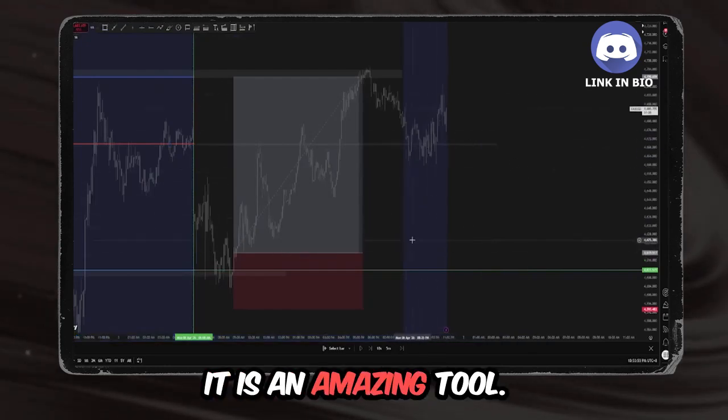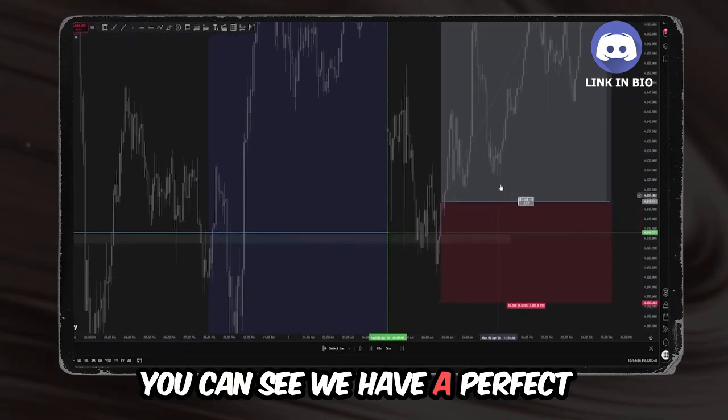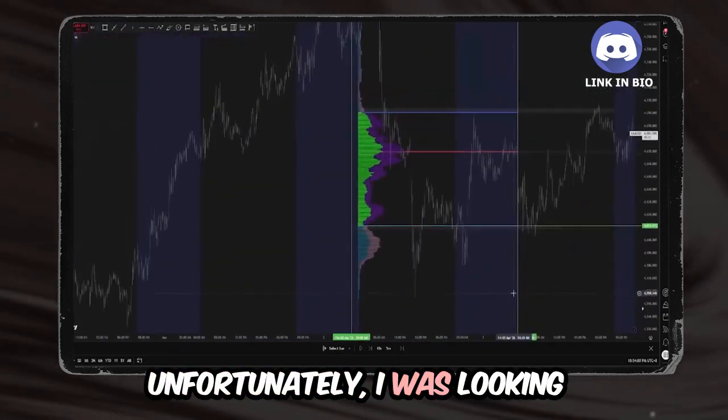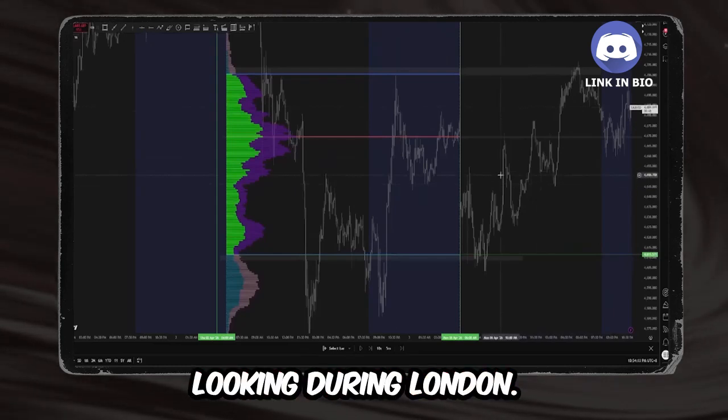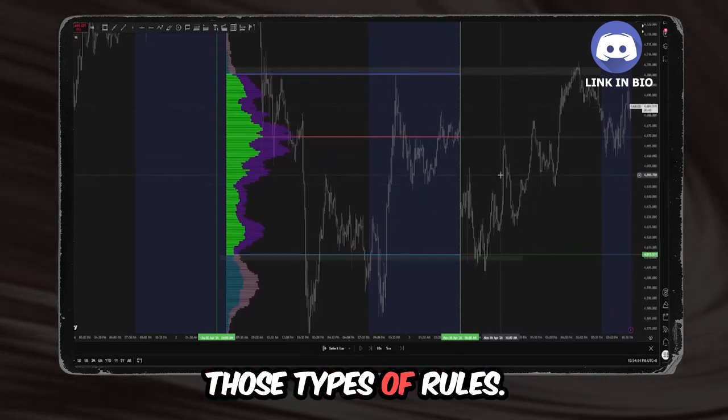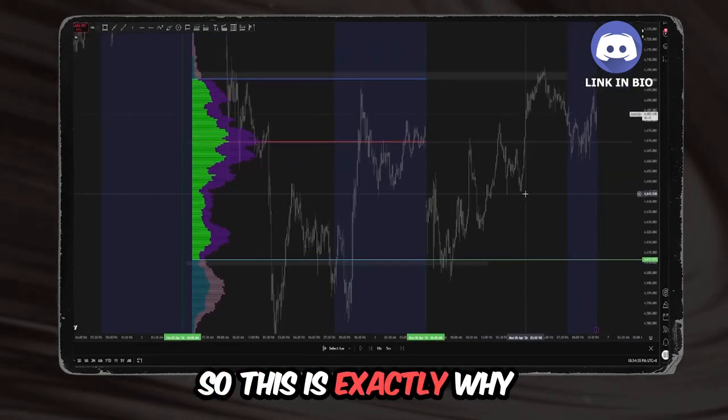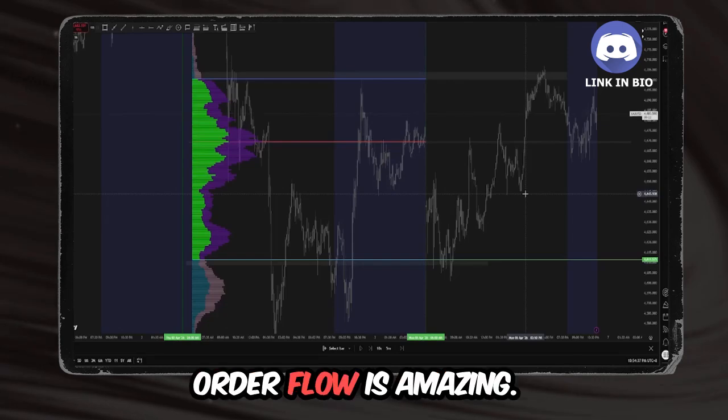It is an amazing tool, right? You can see we have a perfect setup in the Asia session. Unfortunately, I was then looking at the charts because I tell myself I only want to be looking during London. You know, it's always important to have those types of rules. So this is exactly why I say, guys, that order flow is amazing.